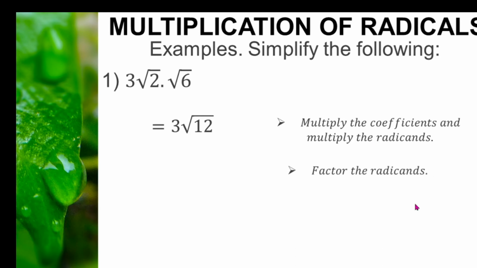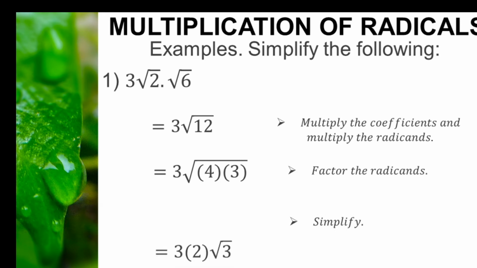Then, we factor the radicand, because the square root of 12 could be simplified, and it has a perfect square factor, which is 4. So we are going to have 3 times the square root of 4 times 3. Therefore, we simplify it as 3 times 2 square root of 3, since the square root of 4 is 2. Therefore, we have 6 square root of 3.